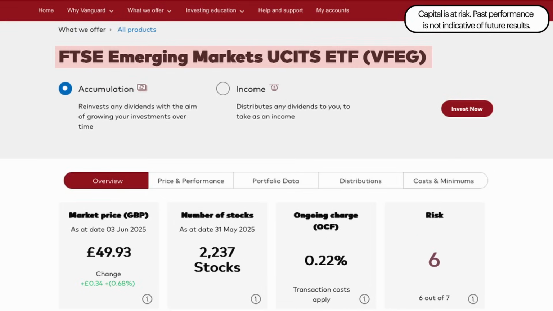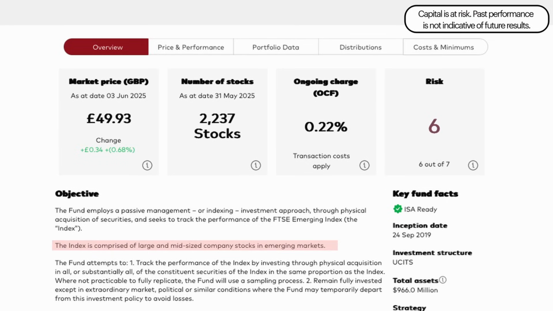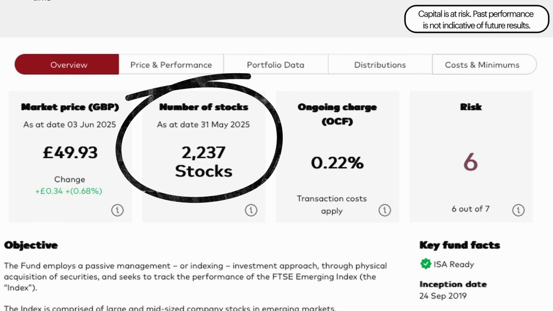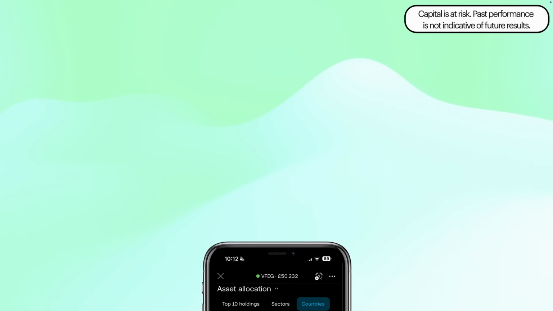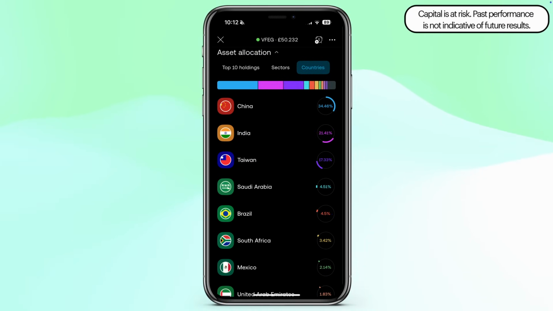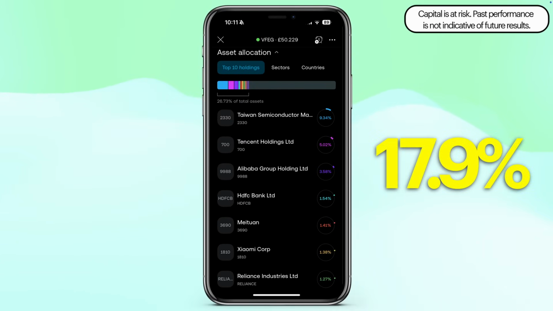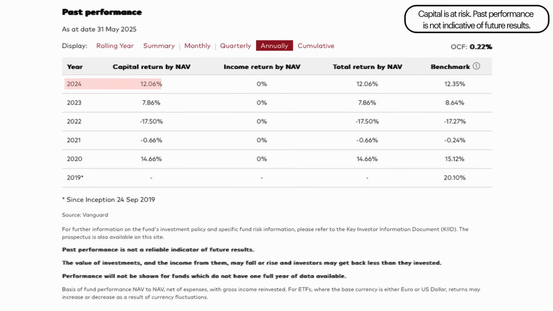Then we've got the Vanguard FTSE Emerging Market ETF with the ticker symbol VFEG. This fund is comprised of large and mid-sized companies across emerging markets. It contains a whopping 2,237 stocks with a risk score of 6 out of 7. The fund's main exposure is across China, India and Taiwan, making up just over 73% of the fund's allocation, with just 3 of the 2,237 stocks making up about 18% of the total fund exposure, being across Taiwan Semiconductor, Tencent Holdings and Alibaba Group. In terms of performance, it has been fairly mixed, with last year's returns being 12.06%, but these of course have fluctuated over the years.